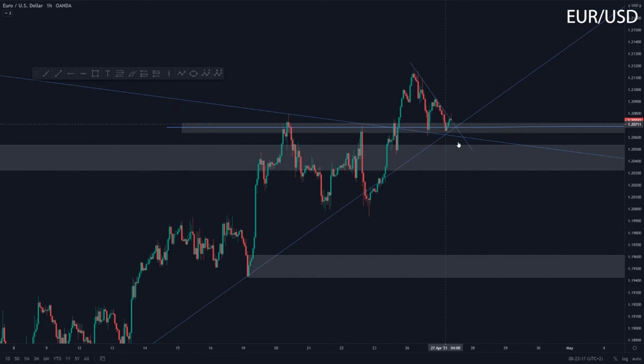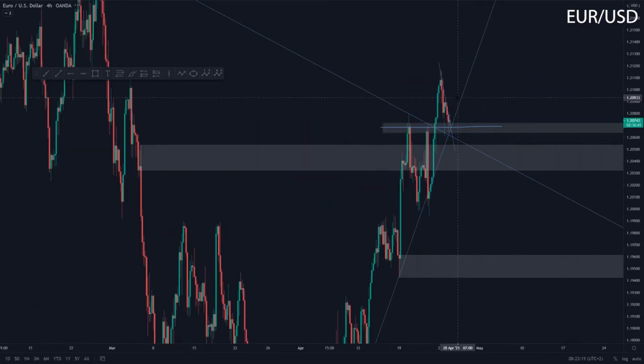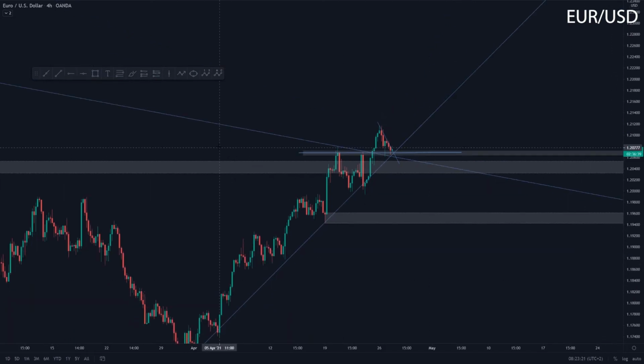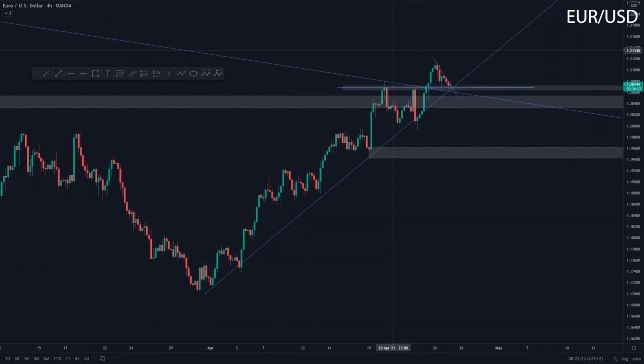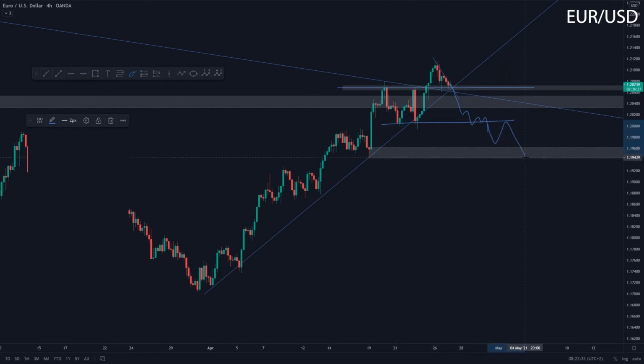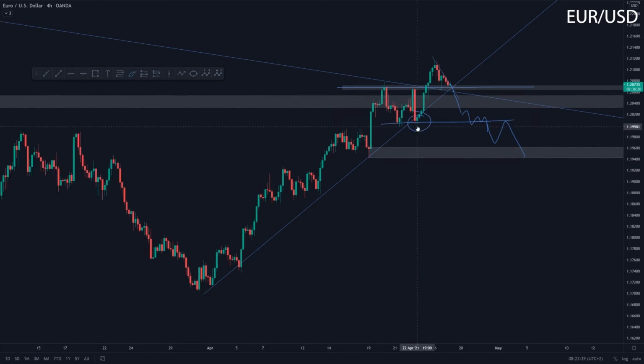Well, if we do respect this descending trend line and go back towards the 4 hour, I wouldn't be surprised if we come down a little deeper, break the descending trend line over here, and then start chopping towards the downside, and then break this major low, retest it, and move further. Because of this major low over here, which I'm going to circle out.